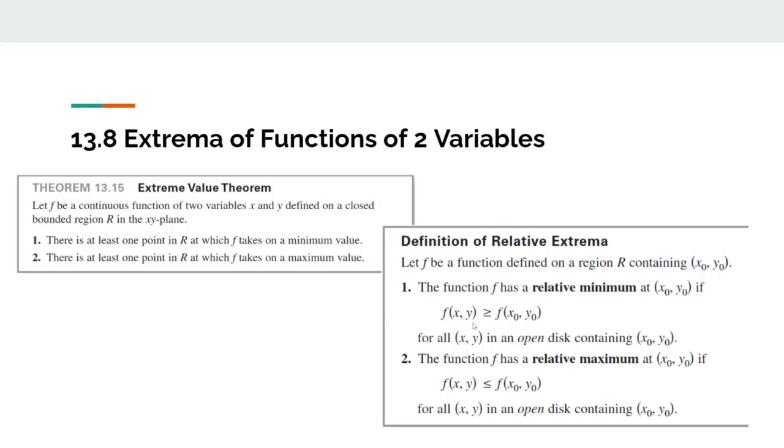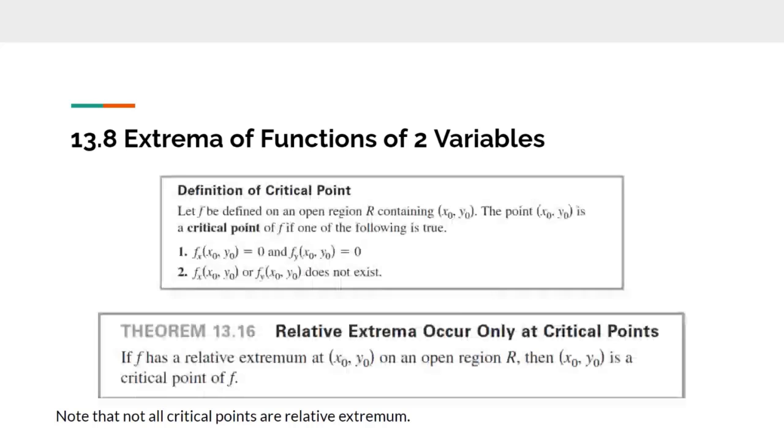Relative minimum means all the values near f of x naught, y naught are bigger than that for all x, y near. And for all x, y near x naught, y naught, if the values near are less than some value, then this one is a maximum. So it's the same thing as single variable calculus. Extrema of a function of two variables.